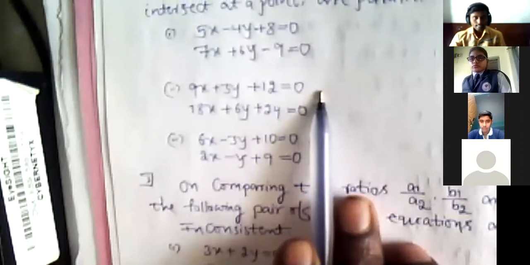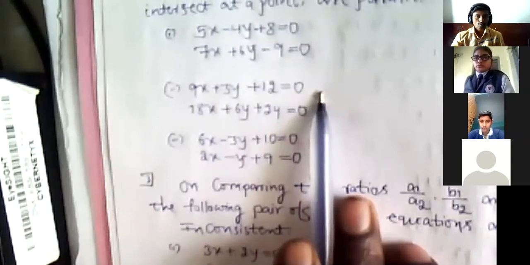Third problem also you can write. That's very easy. 6x minus 3y plus 10 is equal to 0. Next, 2x minus y plus 9 is equal to 0.